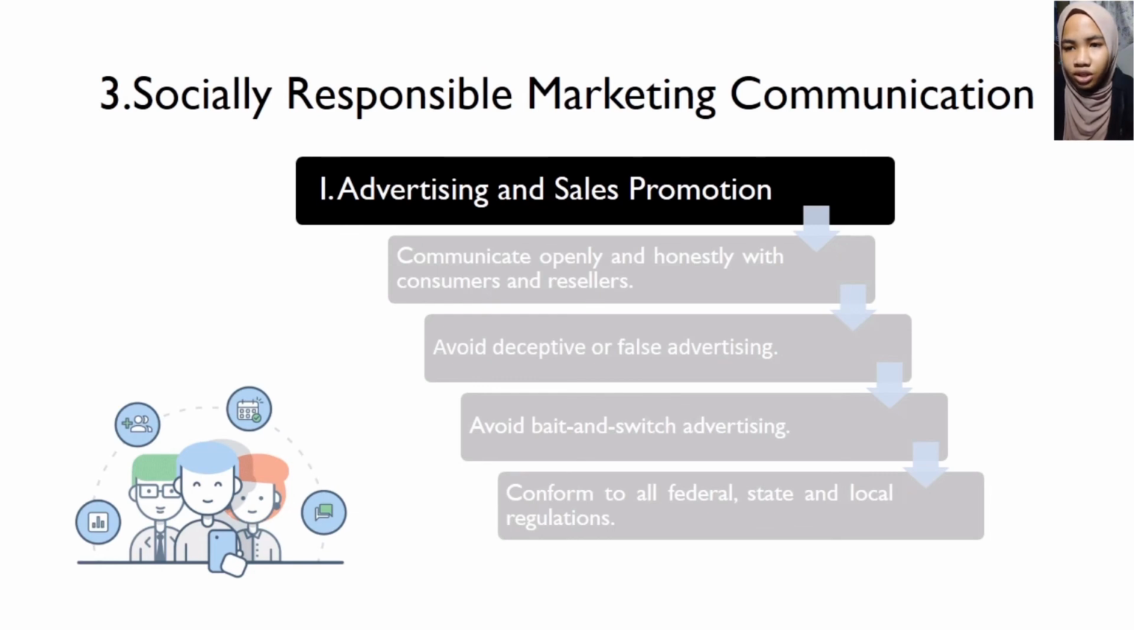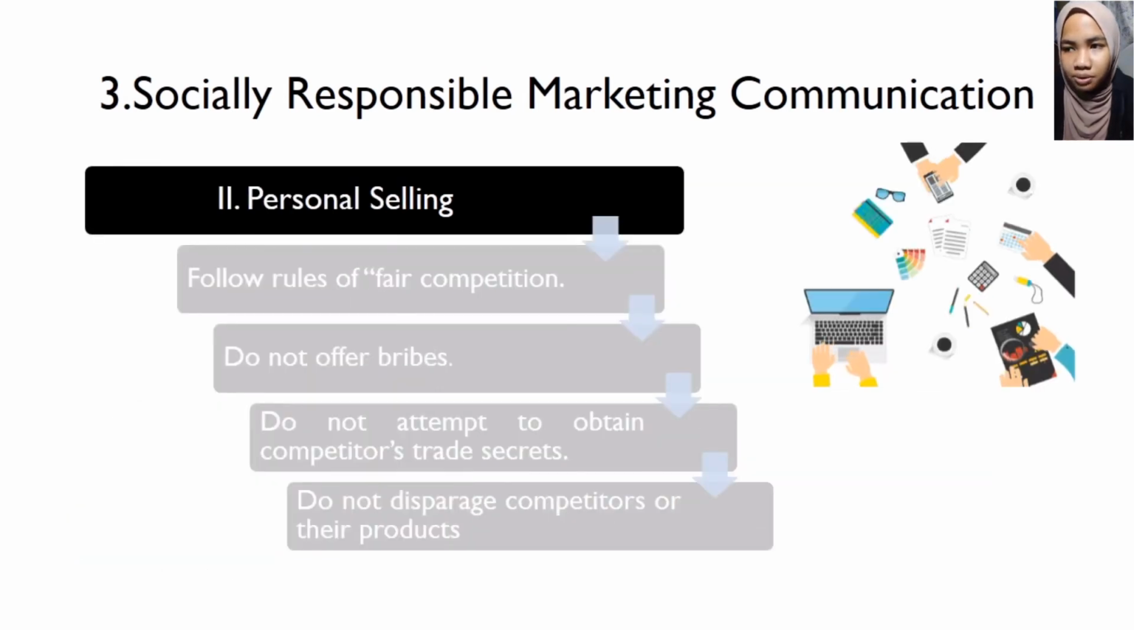For socially responsible marketing communication, the second is personal selling. Personal selling should follow rules of fair competition. Do not offer bribes. Do not attempt to obtain competitors' trade secrets. Do not disparage competitors or their products.